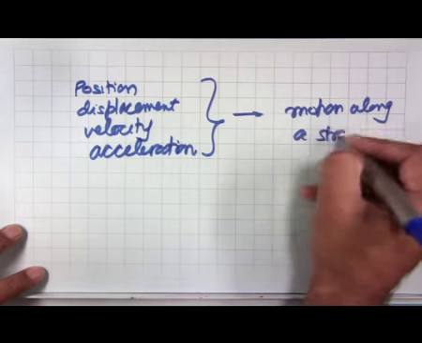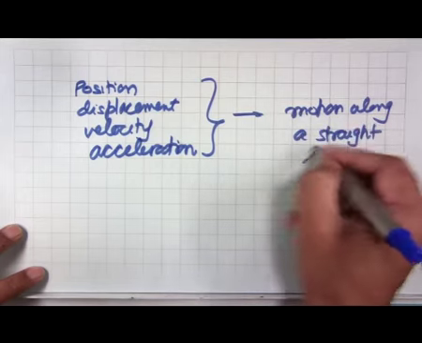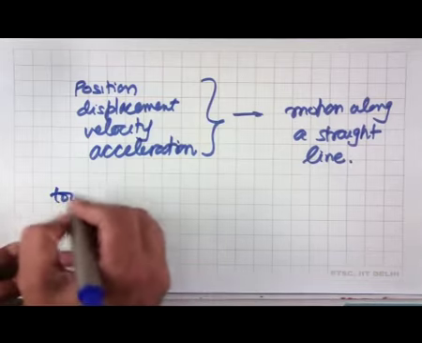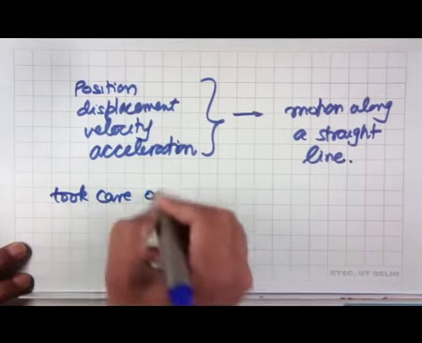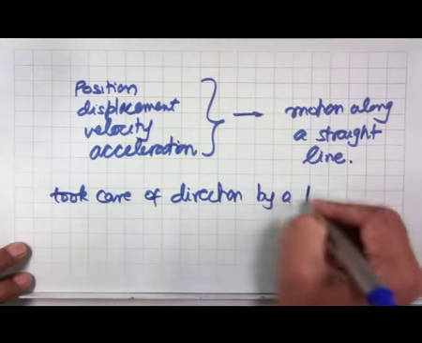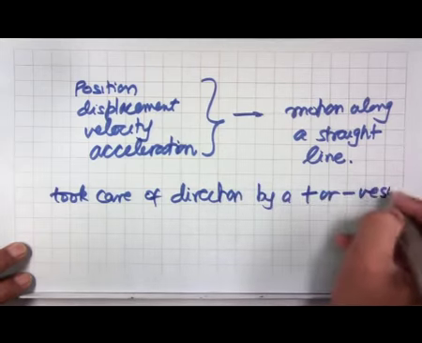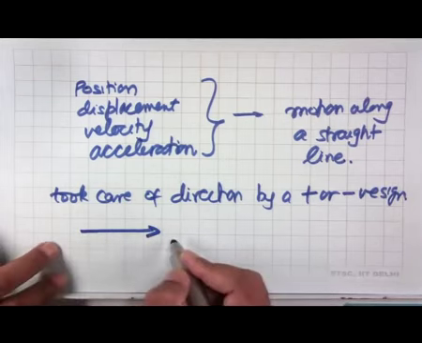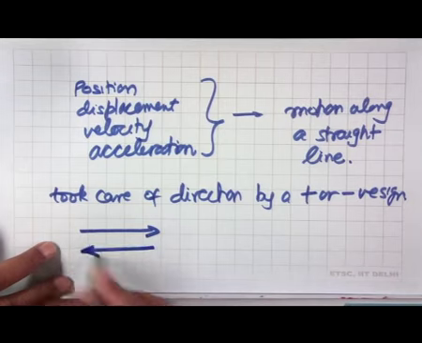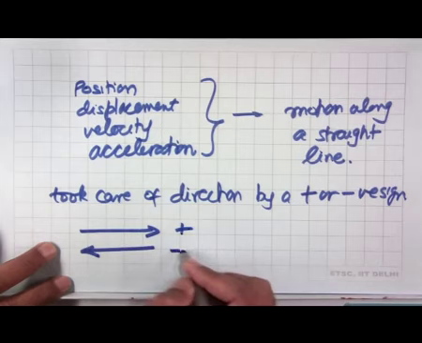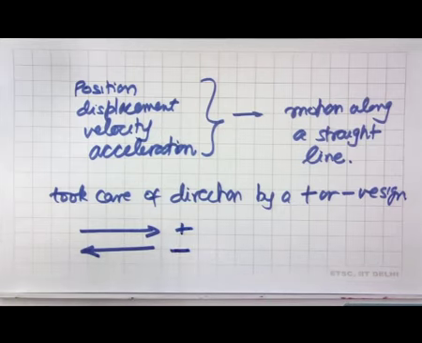And till the last unit, what we saw was motion along a straight line. And when we described motion along a straight line, we took care of the direction by a positive or negative sign. If something was moving along one direction, and we call that positive, then if it was coming back or reversing the direction, we call the coming back direction negative.